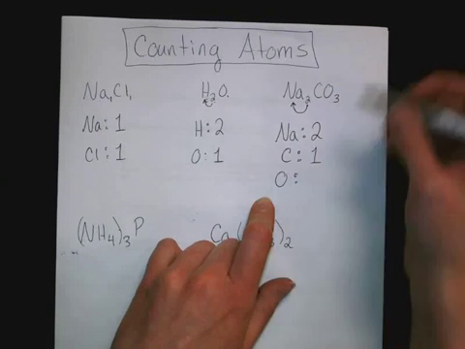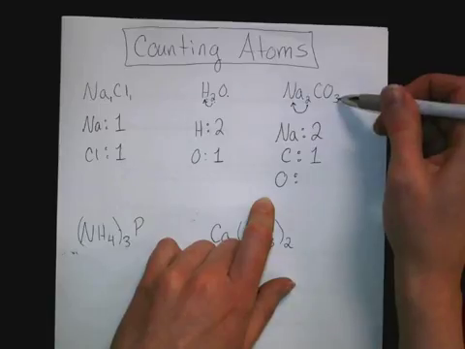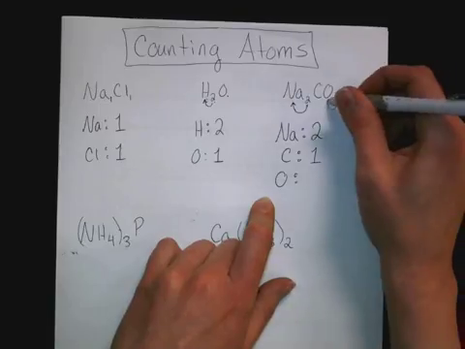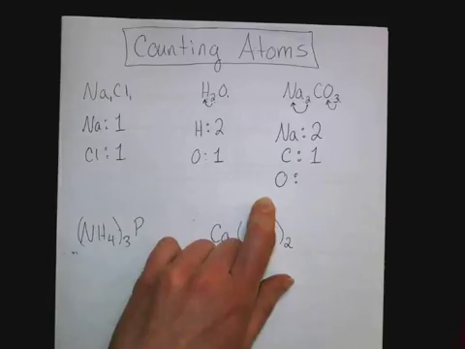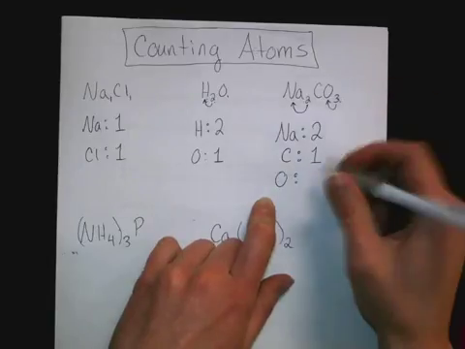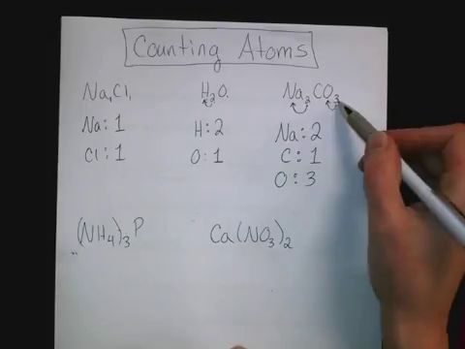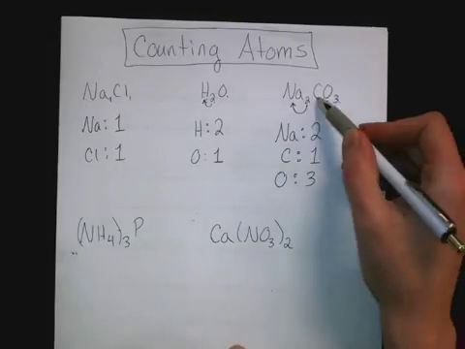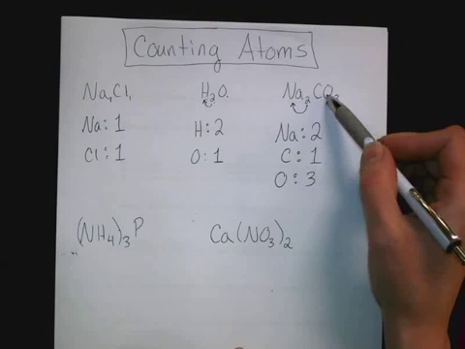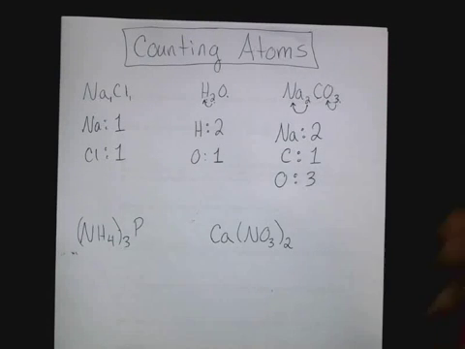My oxygen, I have this 3 in the bottom right corner of my oxygen. That 3 carries into the element before it, which is oxygen. So that means I have 3 oxygens. This 3 does not apply to the carbon because these are 2 different elements.